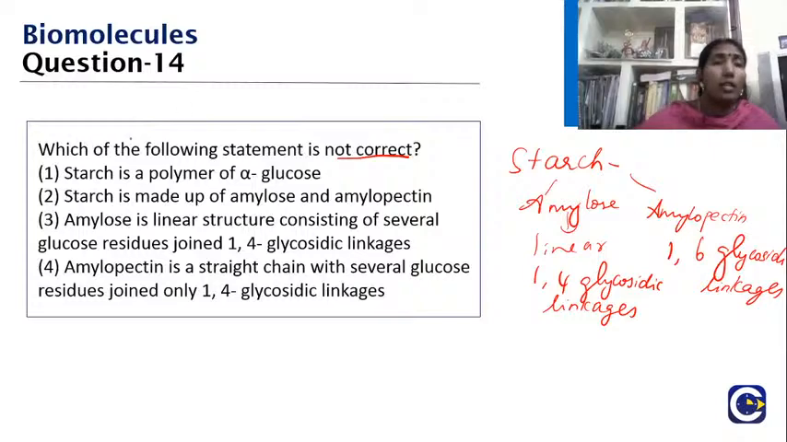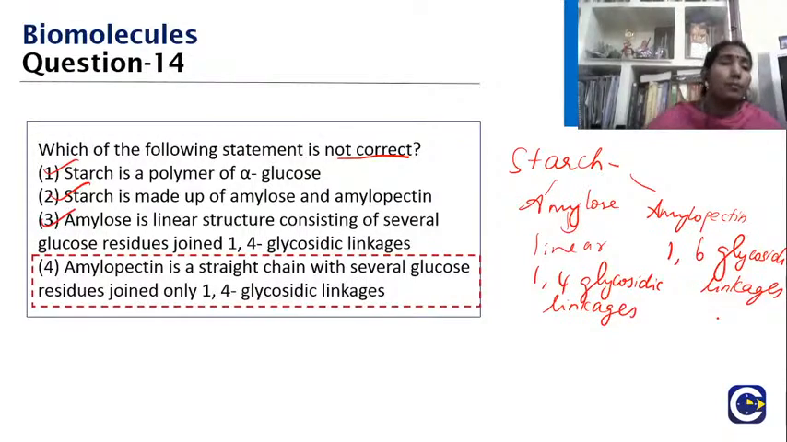Children, so here we will just see starch is a polymer of alpha glucose. As we saw there, cellulose is a polymer of monosaccharides. Starch is made up of amylose and amylopectin. Amylose is a linear structure consisting of several glucose units joined by 1,4 glycosidic linkages. Amylopectin is a straight chain? No, it's not straight. It's a branching chain which has several glucose units, joined by 1,6 glycosidic linkages at the branching point. So this point you should know. So what is the option? The one which is not correct is the amylopectin.